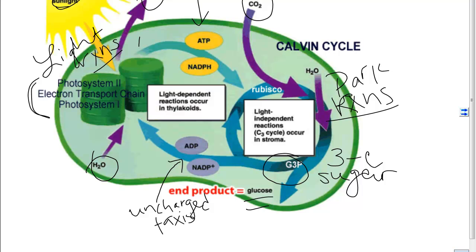So the purpose of the light reactions is to charge up these taxis so they can bring them to the dark reactions. The dark reactions use them, and then they go back to the light reactions and pick up more. ADP will pick up another phosphate group over here, and NADP plus will pick up another electron. So they're just shuttling energy to keep these dark reactions going, since the dark reactions don't require the light to run.